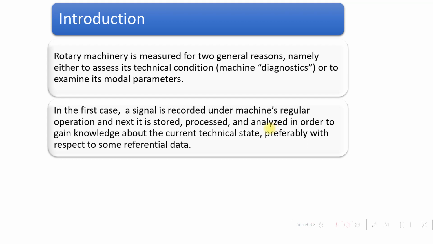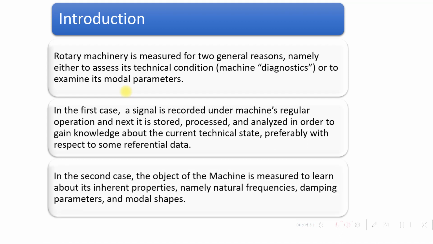You will be learning what condition indicators are, and the different types of condition indicators, in due course of the lectures, in order to gain knowledge about the current technical state, preferably with respect to some reference data. Suppose you have reference data, such as a data sheet or a previous history of the machine. Then you will use that data as reference data and compare whatever signal is recorded with it. Suppose you don't have reference data or previous history of the machine. Then you will go to the second case, that is, you will model the machine in Simulink software.